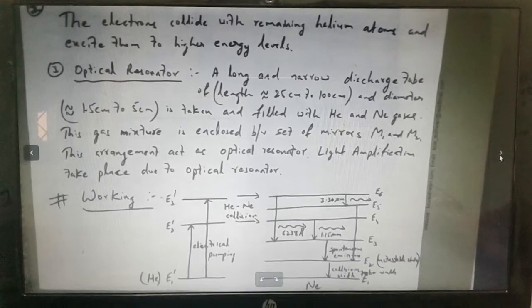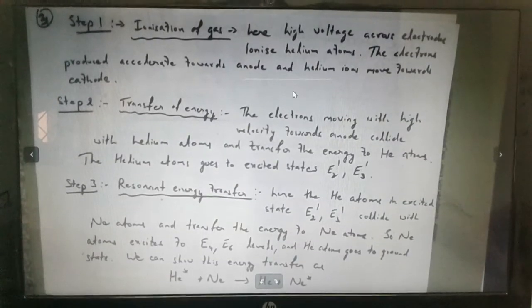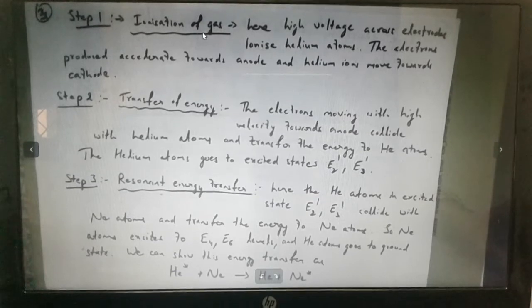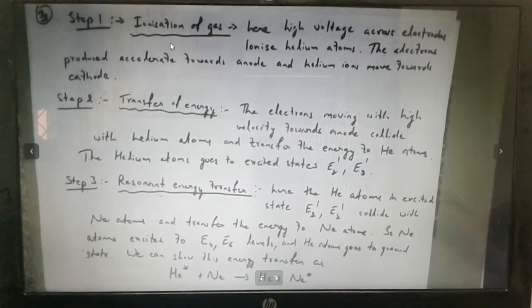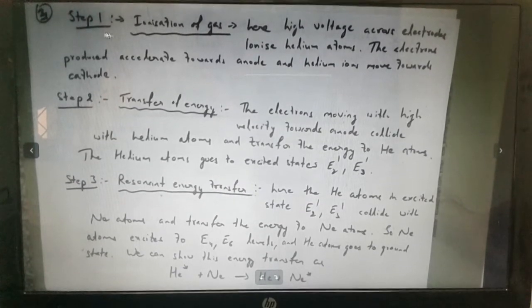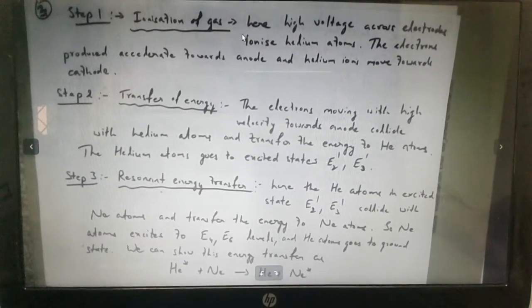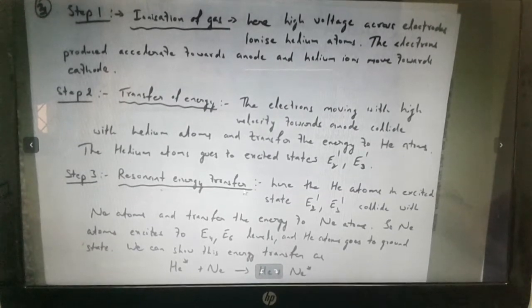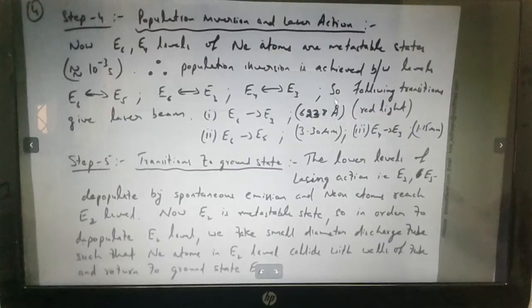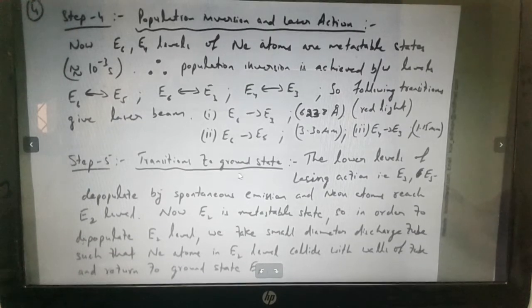All that I have discussed with you, I have written on these slides with the different steps. Step 1, ionization of gas, then transfer of energy, then resonance energy transfer, and the population inversion, due to which we get 3 different wavelengths of laser light, and at last there is transition to the ground state.